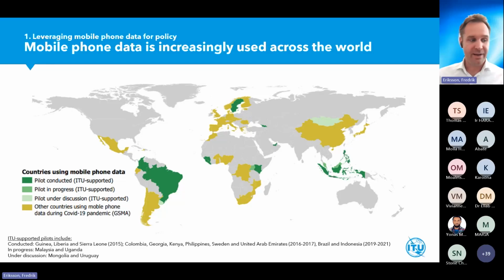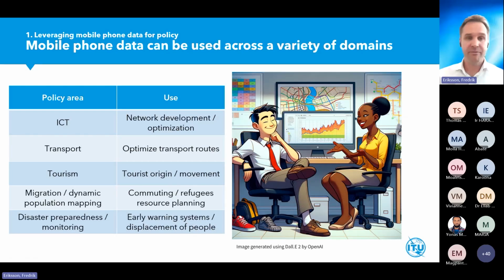Now, here's another map. Since 2015, ITU has supported several countries across the world to conduct studies using mobile phone data. We also have a few ongoing right now, and a few more under discussion. In addition, what is shown in this map is that during COVID, more than 40 countries used mobile phone data in various studies, quite often to track mobility or for epidemiological modeling, to track or estimate the spread of the virus. And even though COVID was exceptional, with many exceptional laws in place in many countries, it forced many different stakeholders to come together for the first time and really show the potential of using mobile phone data for policymaking.